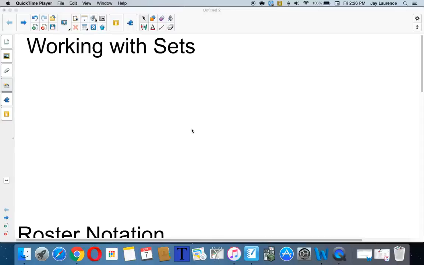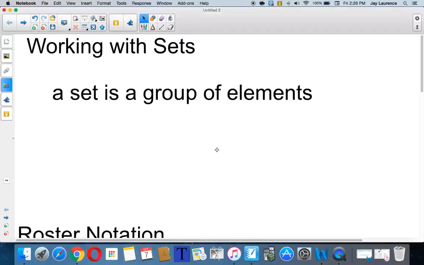All right, so let's get down with this. We're working with sets today, and first we need to define what a set is. What is a set, you ask? A set is a group of elements. The elements are the members of the set.